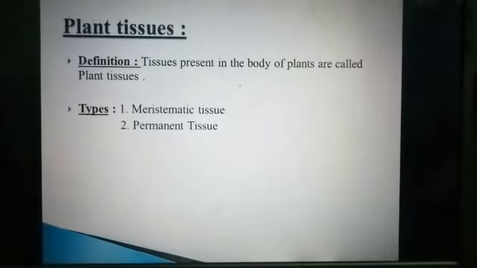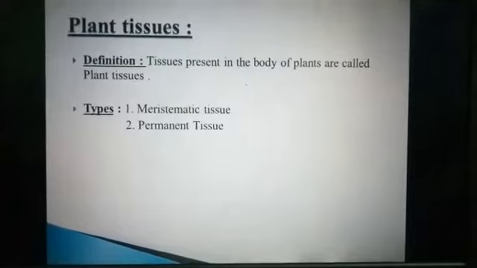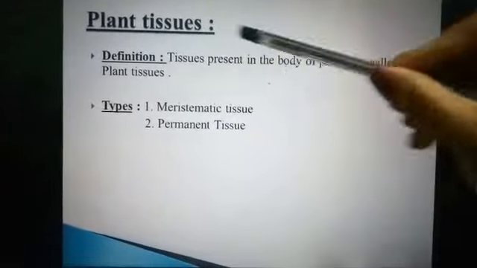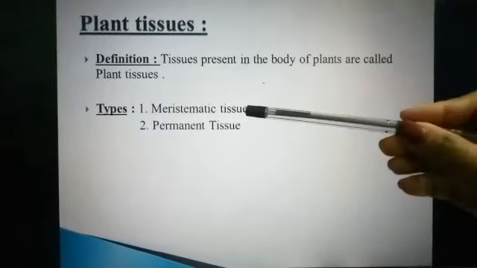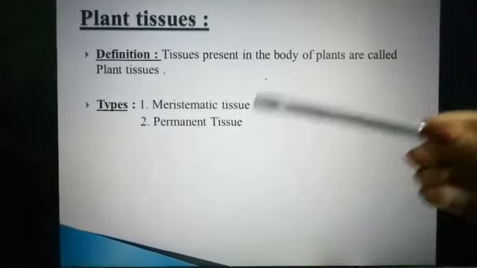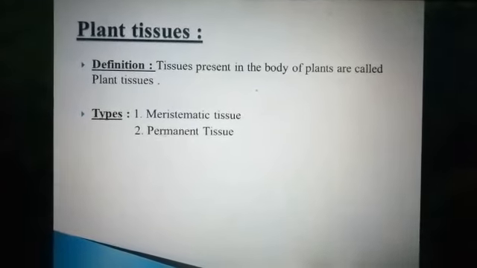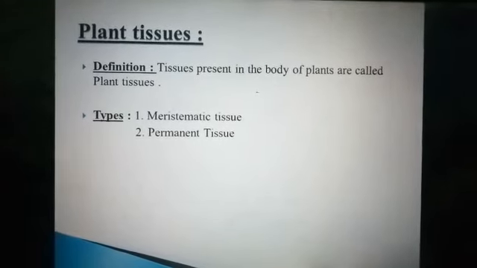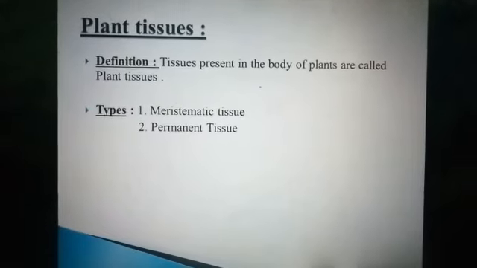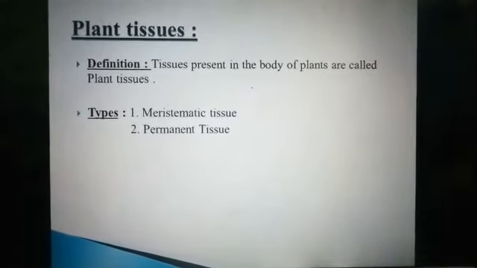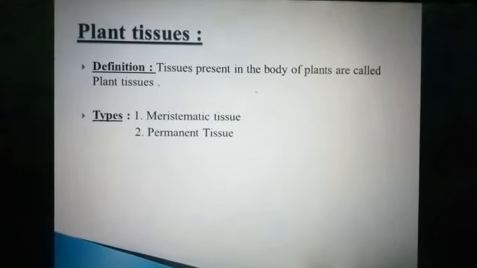And plant tissue definition. So it's very simple. Tissue present in the body of plants is known as plant tissues, and they are of two types. First is meristematic, other one is permanent. Meristematic tissue we have already gathered information about, like apical, lateral, intercalary, and today is the turn of getting some idea about permanent tissue.